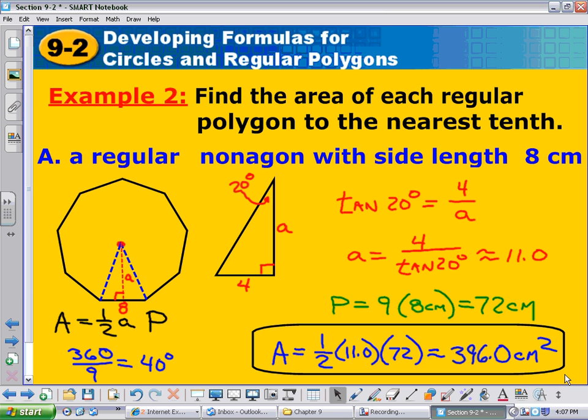Again, you're using the central angle and the apothem to create a right triangle where you can use some trig. And we found that, looking at that bigger blown-up right triangle, the tangent of 20 equals the opposite 4 over the apothem A. Solve for A, get that to be 11. The perimeter in this problem, because they gave you side lengths, is very simple, 9 times 8 is 72. Pop those into the equation, and you found your first area for a regular polygon. Okay? Very good.